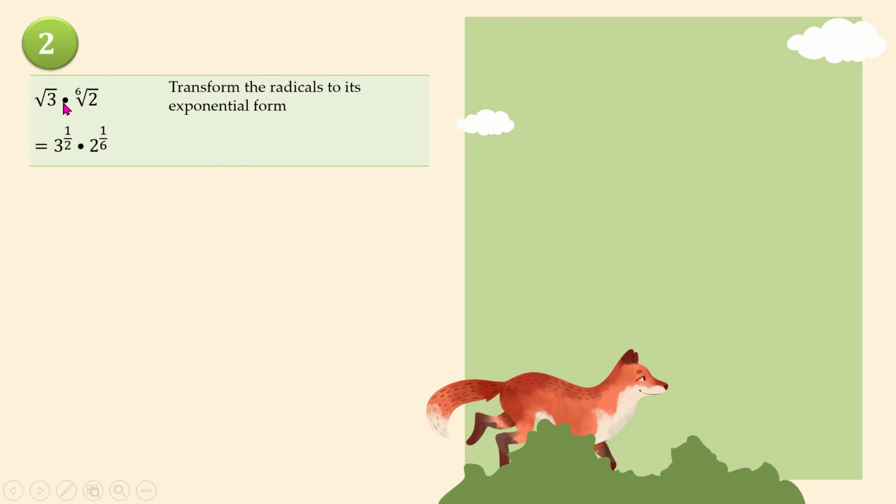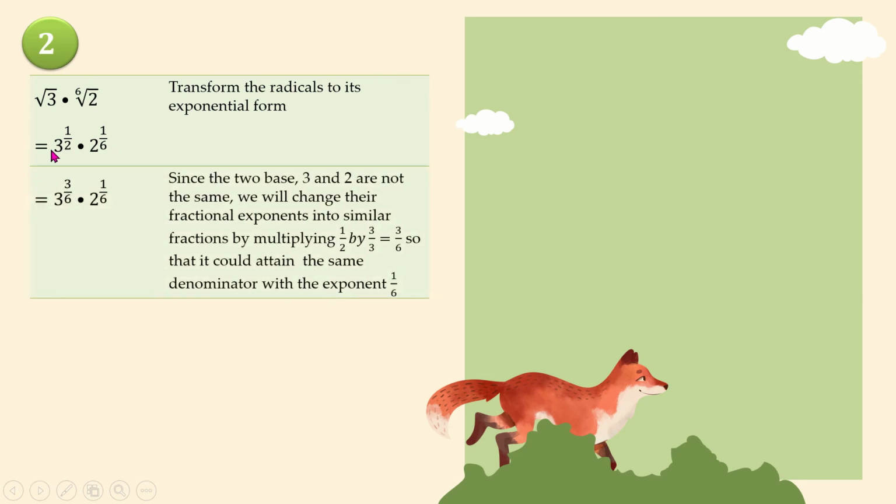The square root of 3 times the 6th root of 2. First, transform the radical to its exponential form. So, we write base 3, the exponent is 1 over index 2, then times base 2, exponent 1 over index 6. Next, we cannot transform 3 into base 2 because they have no commonality. So, what will happen? Since their bases cannot be changed, their exponents should be made the same.